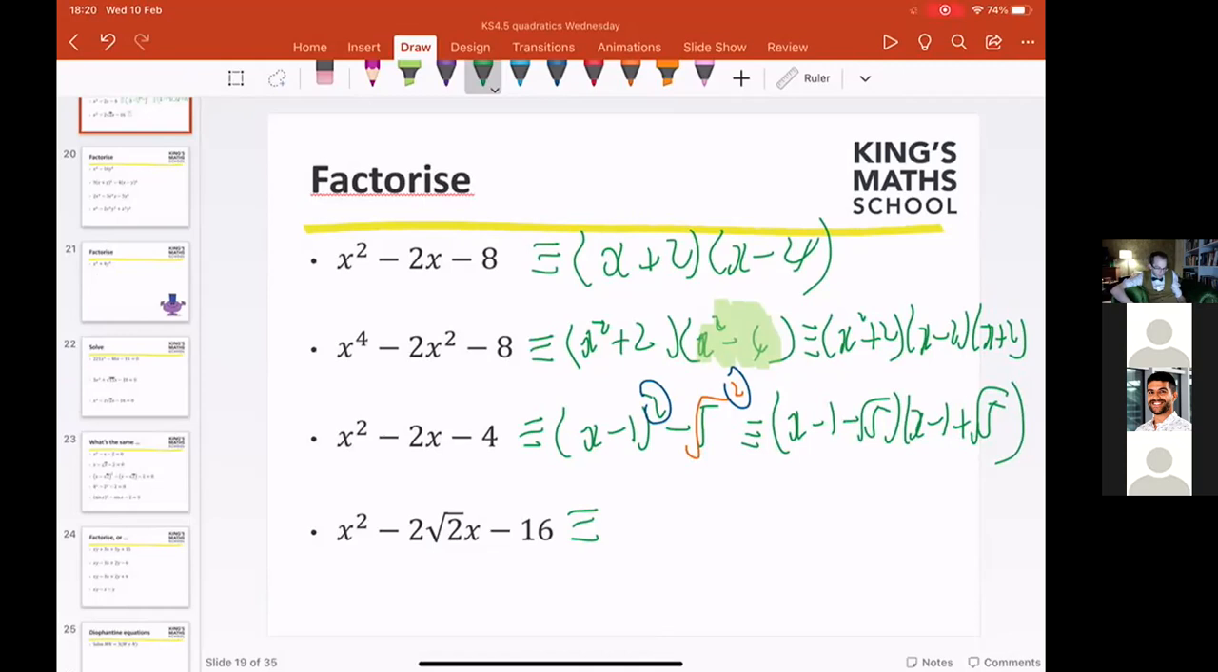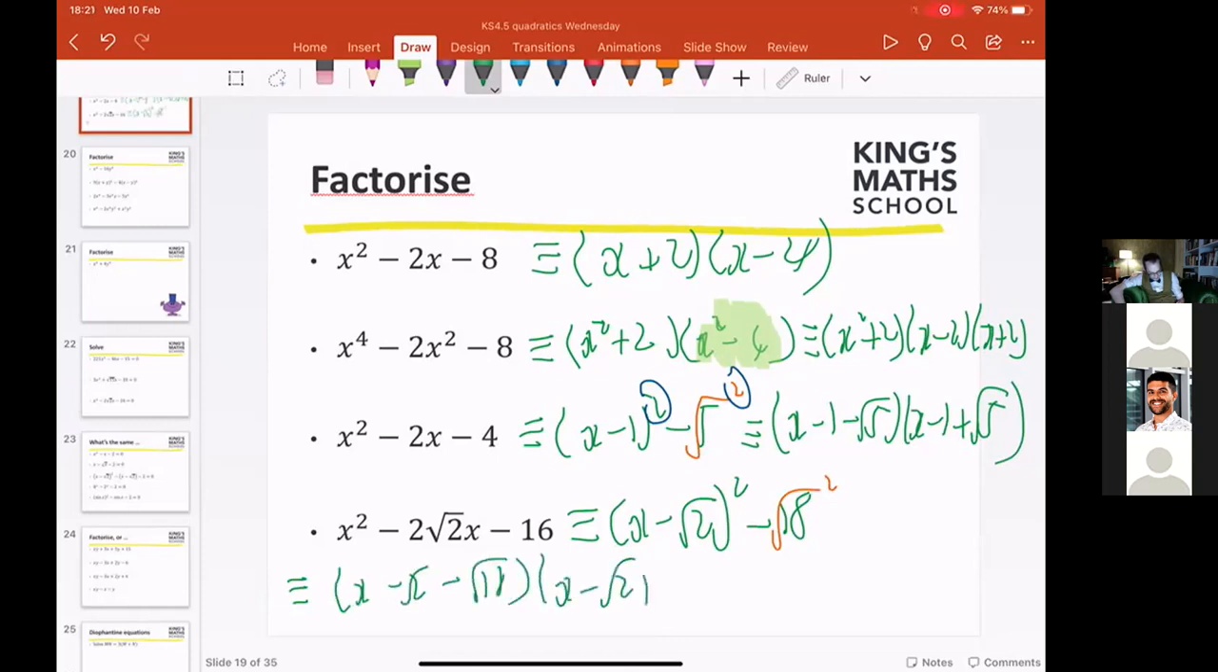And simply this one, well, they could just try to factorize it by some sort of method of multiply to make, add to make. But again, let's try a difference of two squares argument. So what is this? It's x take away root 2 all squared, because that gives me the 2 root 2 for the cross term. And then it's plus root 2 take away, plus 2 take away 18 will give me 16. So by my difference of two squares factorization, that's going to be x take away root 2 take away root 18 and x take away root 2 plus root 18.